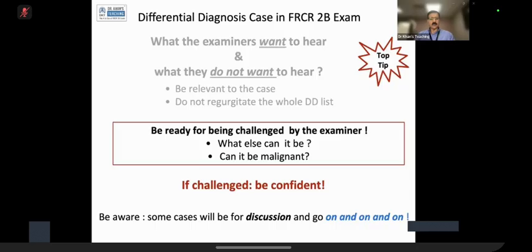If challenged, be confident. This is an extremely important message, and there is no shortcut to this confidence. It takes 2 years of training your mind on differential diagnosis and doing a lot of hot seat sessions in your department with your colleagues or your teachers. Please remember that some cases will be for discussion only, and I could have gone on discussion in this case if I wanted to.